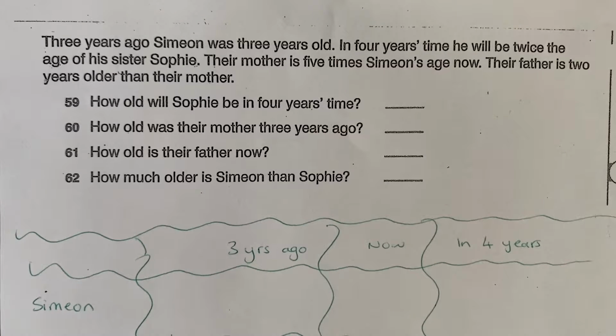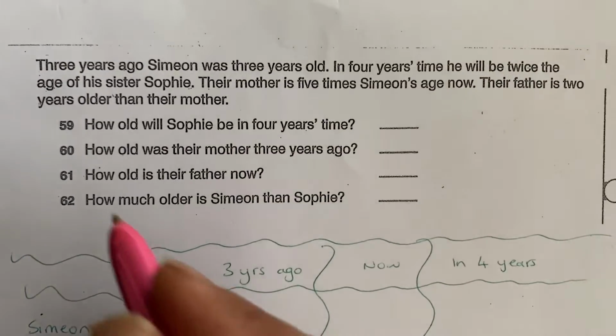Let's read it together. 3 years ago, Simeon was 3 years old. In 4 years' time, he will be twice the age of his sister Sophie. Their mother is 5 times Simeon's age now. Their father is 2 years older than their mother. So lots of information, and we can see we've got 4 questions here in fact.